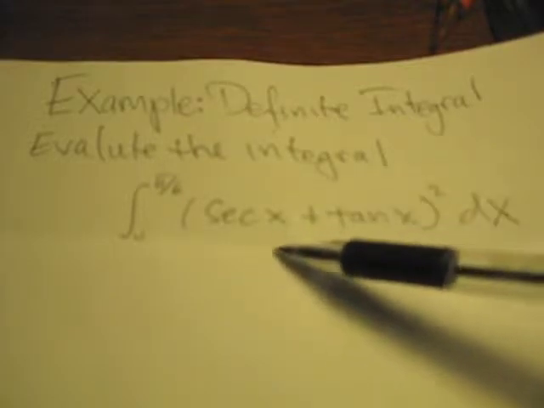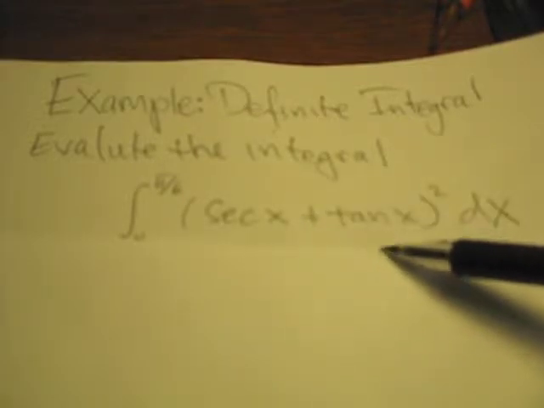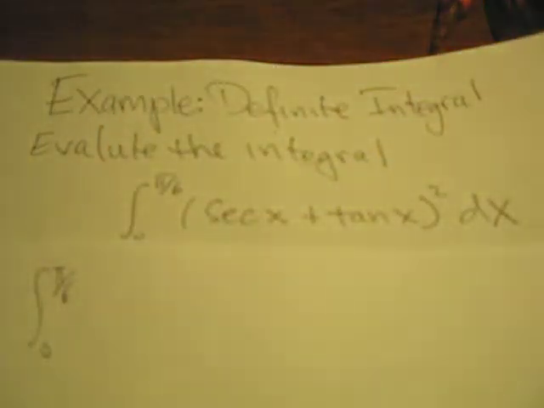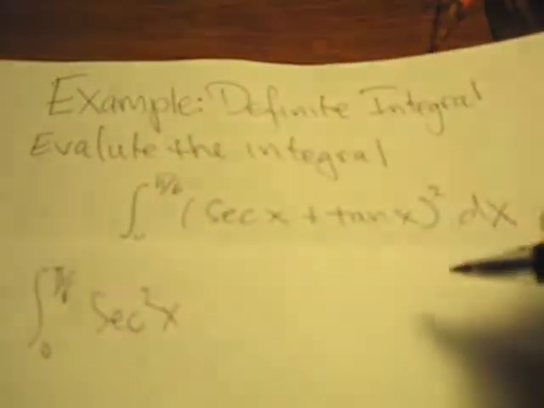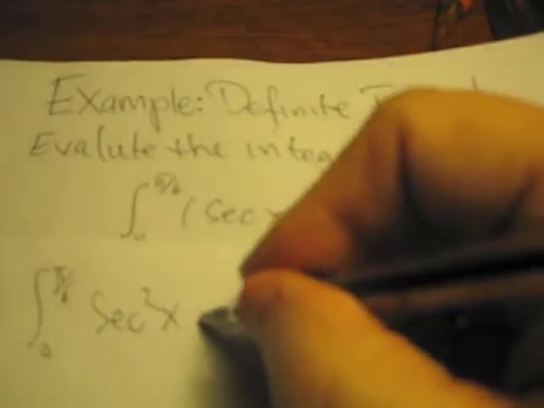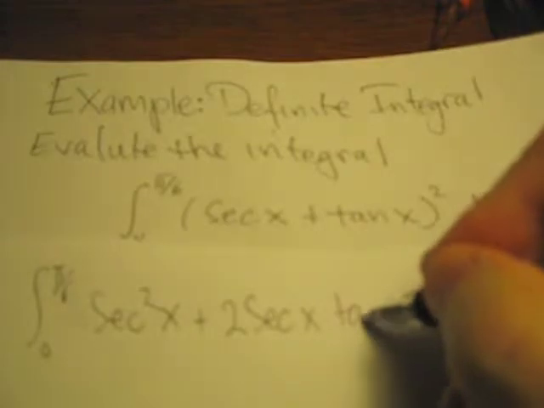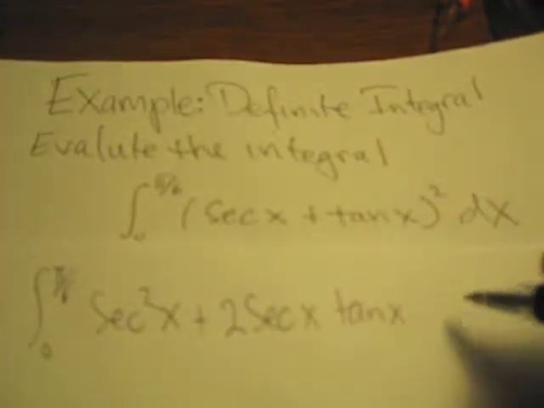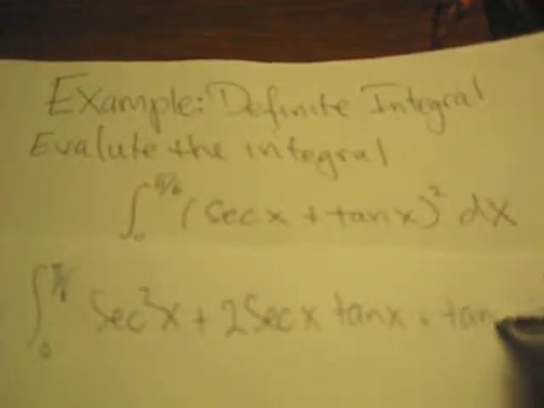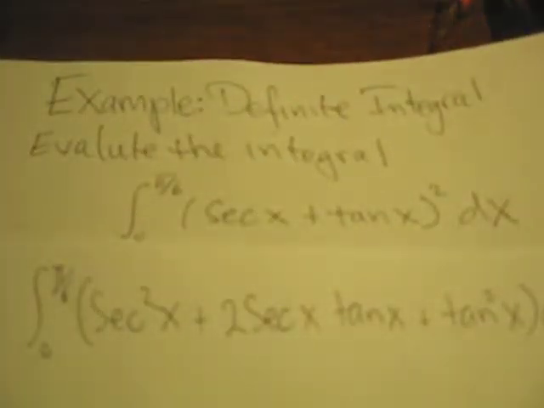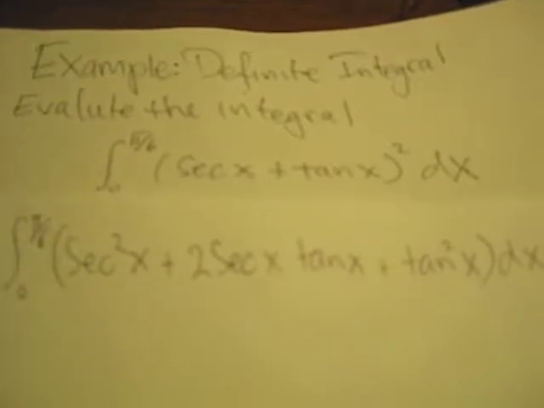Our function (sec x plus tan x) all squared can be written as the integral from 0 to pi on 6 of sec squared x plus 2 sec x tan x plus tan squared x, and we're doing that with respect to x.